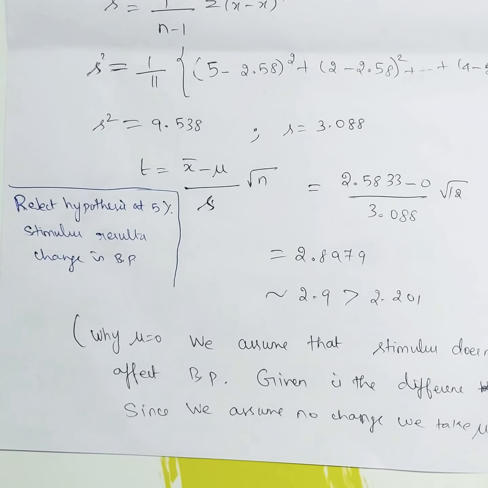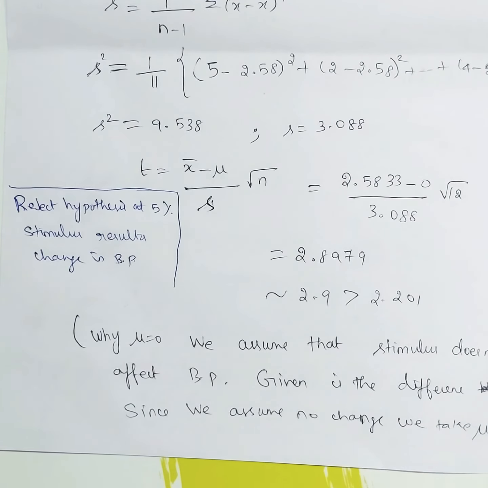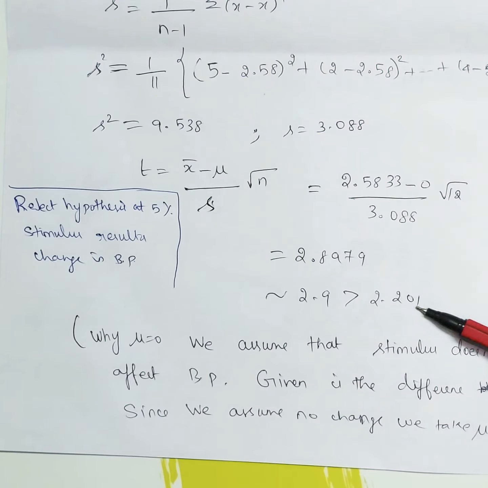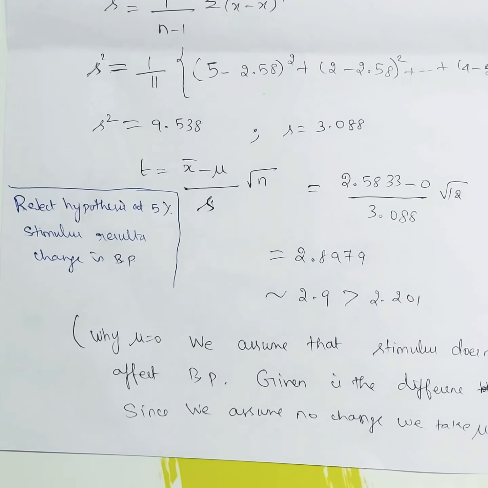Yeah, I have written the conclusion in short over here. So we reject the hypothesis. Since the value is greater, we reject the hypothesis at 5% significance level, and we conclude with 95% confidence that the stimulus in general is accompanied with change in BP. Don't write increase. In the question they have given increase. So even if you write increase also, they won't reduce the marks because the question itself is wrong.